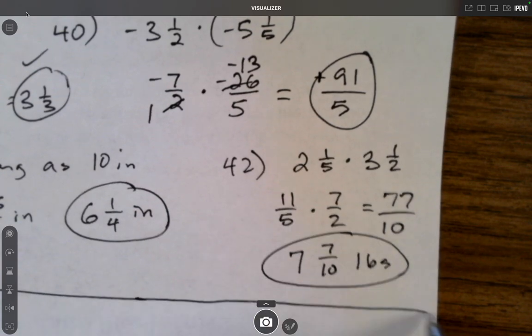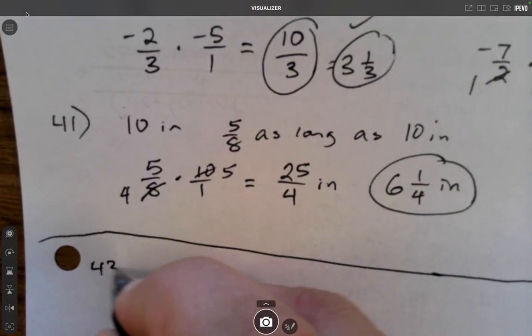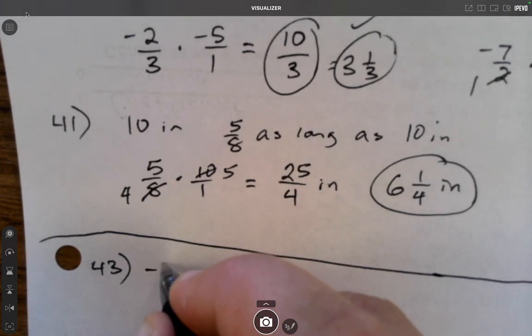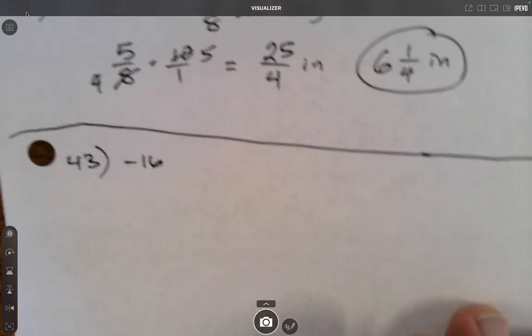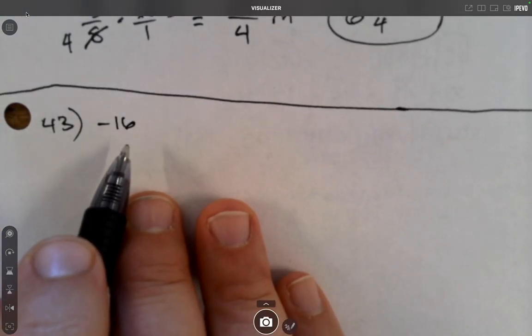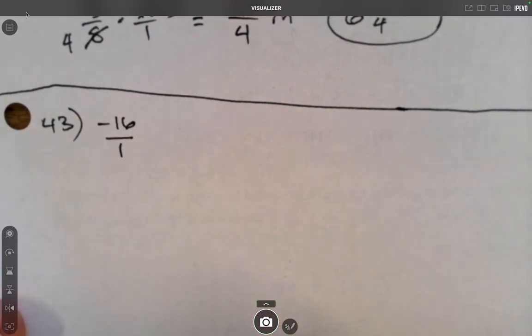Okay, so that covers our multiplying. Now we're going to move on to the division part. So 43 asks us to do multiplicative inverse. This is where you have a fraction, then you flip it over. So this is the beginning, which you might say, well, wait, that's not a fraction. True, we need to make it one.